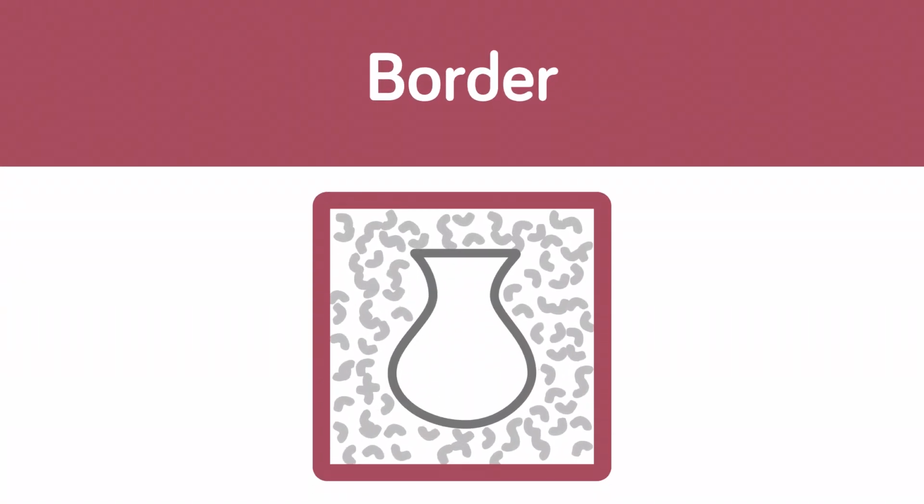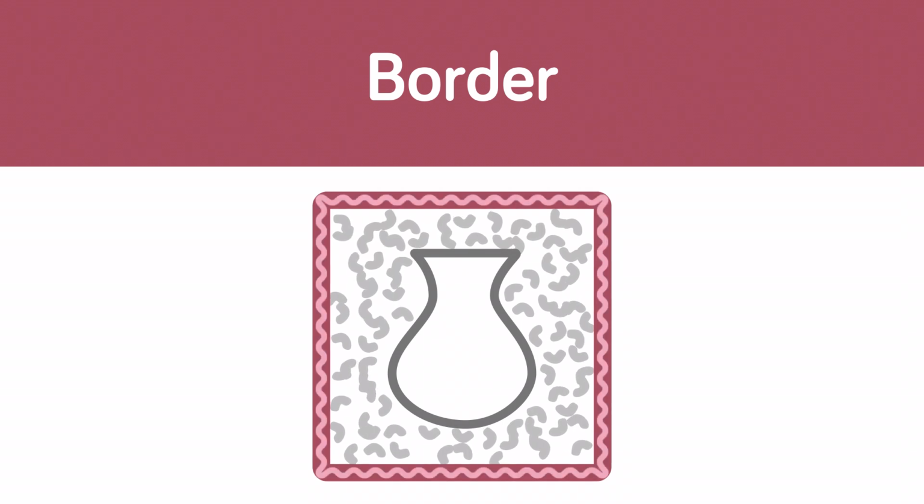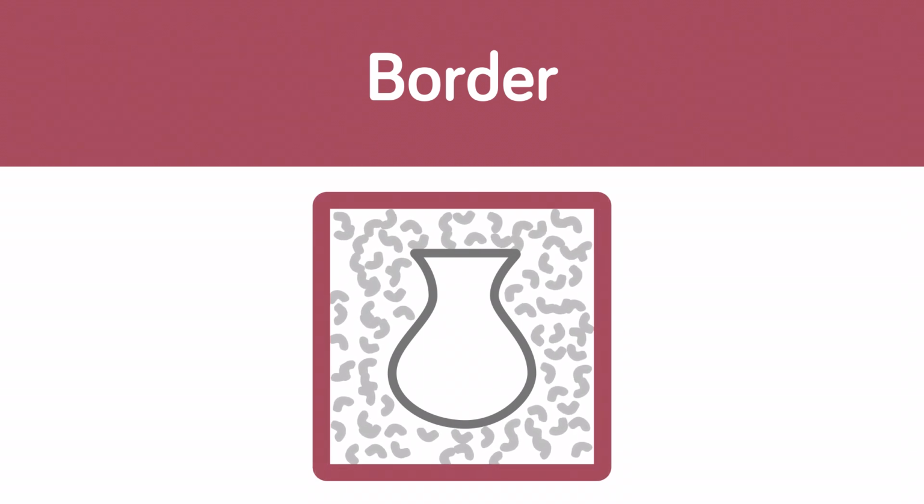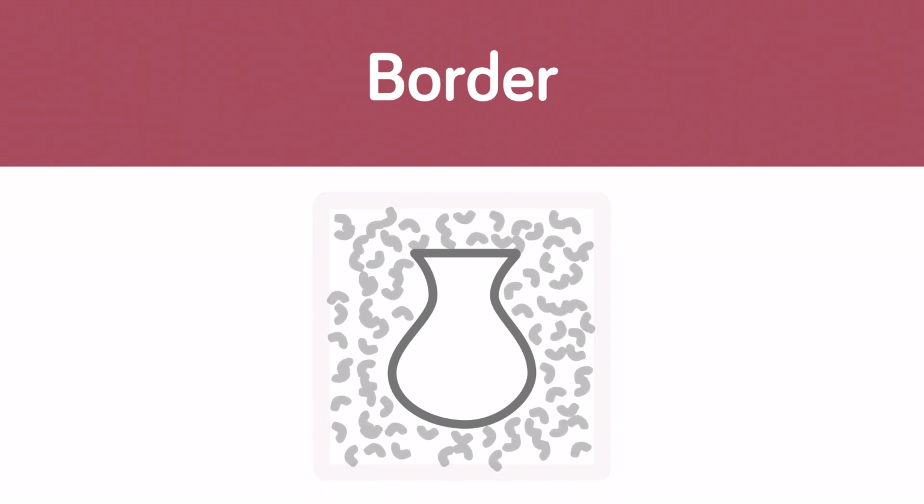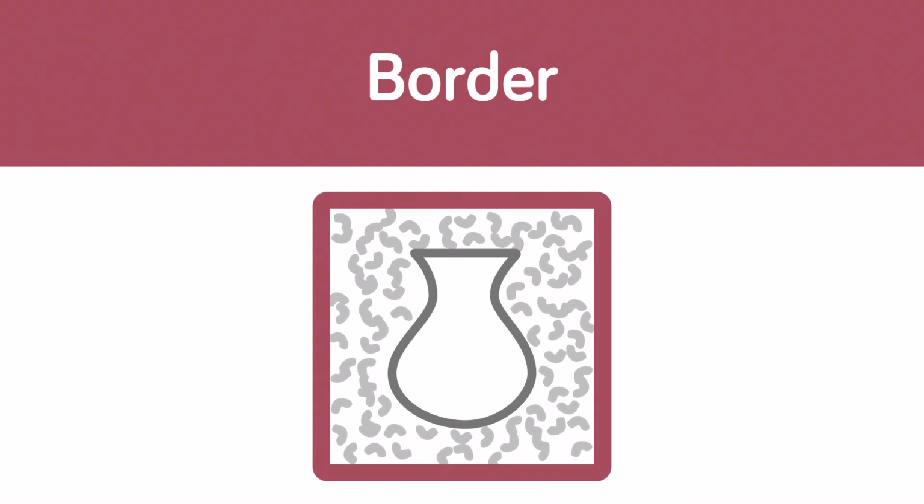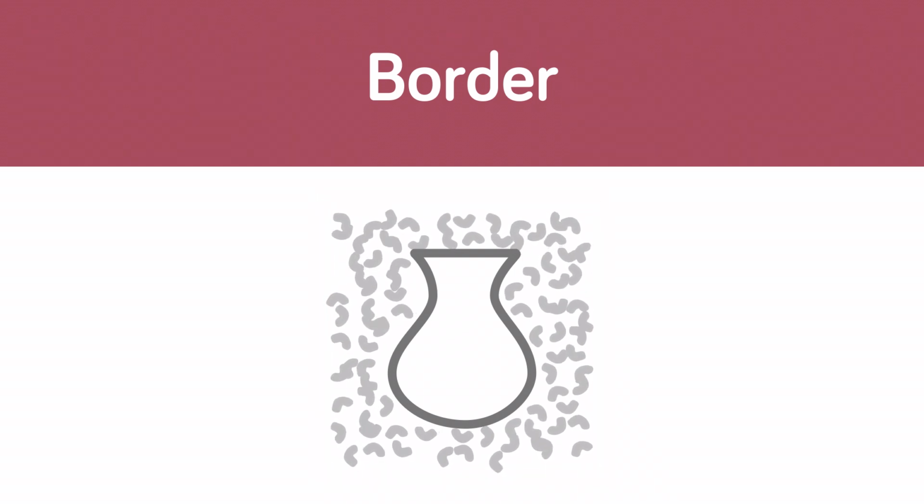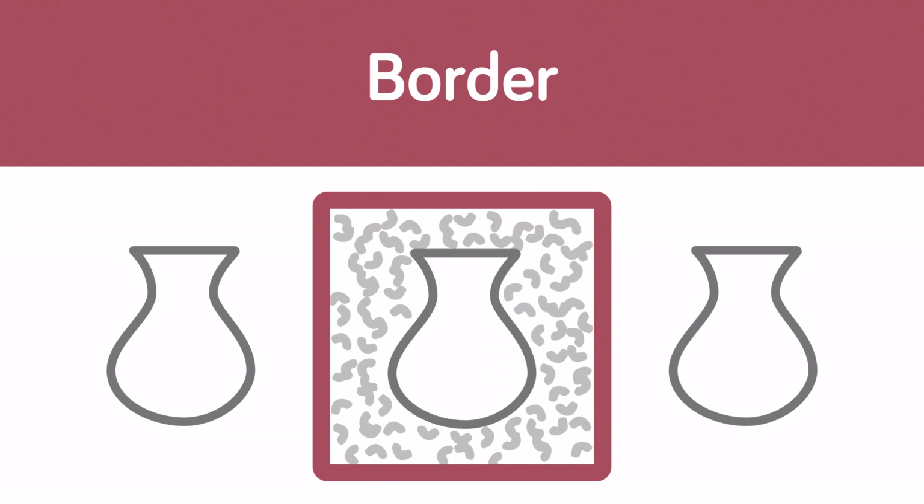Let's go back and look at our vase again. Remember, the vase is in a box. Let's say it's a cardboard box. The cardboard acts like the border around the box. It's important to note that every box has a border, even if it's not visible, or if it's only specified to be 0 pixels wide. The border separates the edge of one box from another.